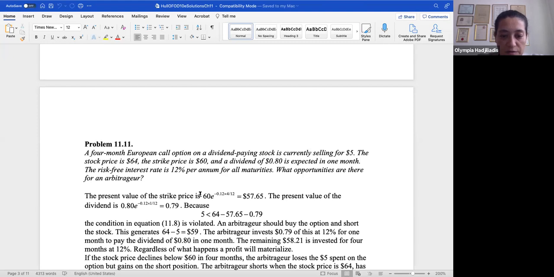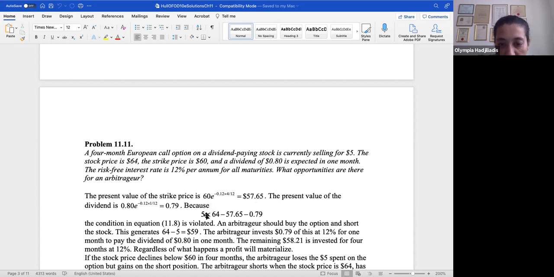The present value of the strike price is 60 e to the minus 12% times 4/12. It's a 4-month European call. That's why. So that's 57.65. The present value of the dividend is 80 cents times e to the minus 0.12 times 1/12, which is 79 cents.